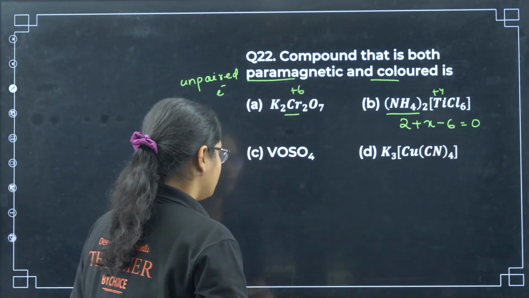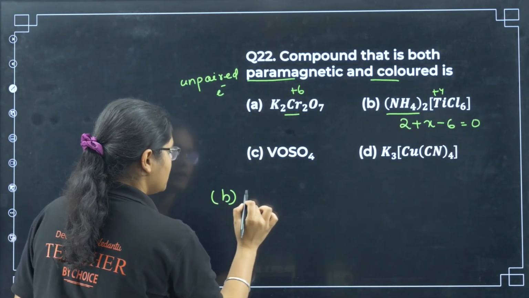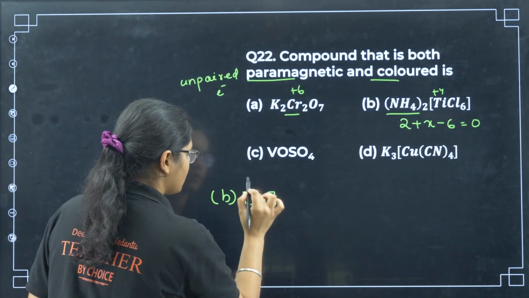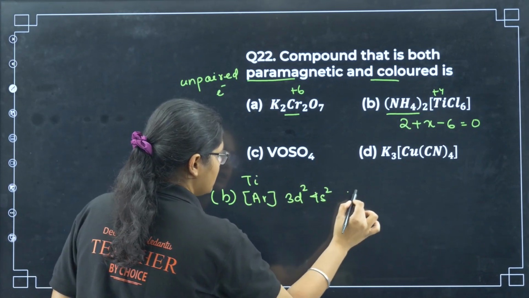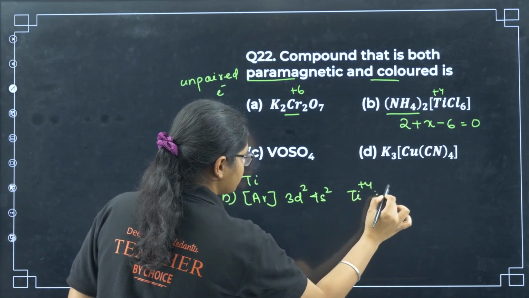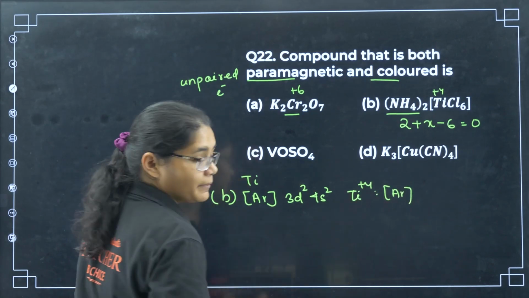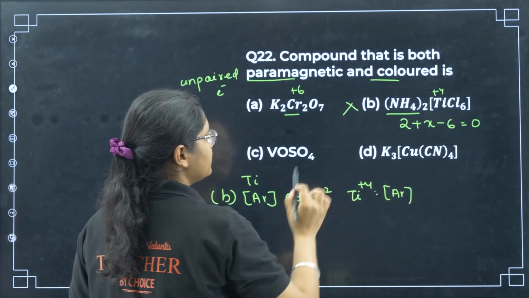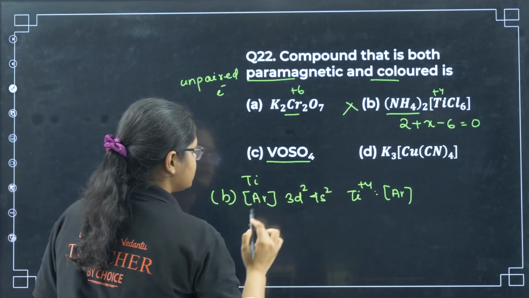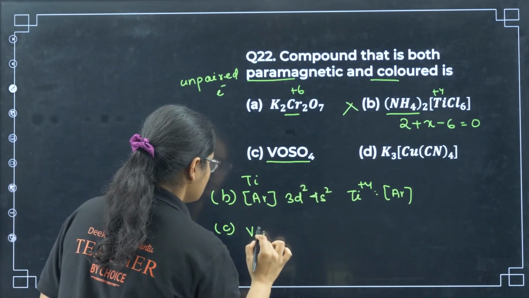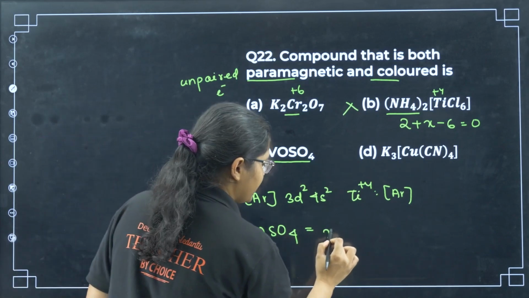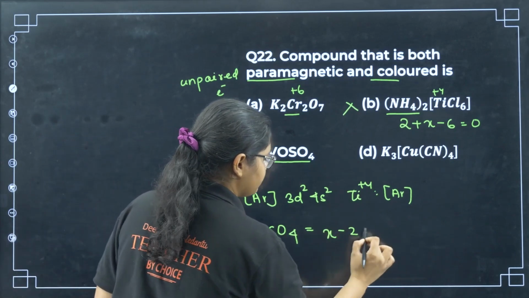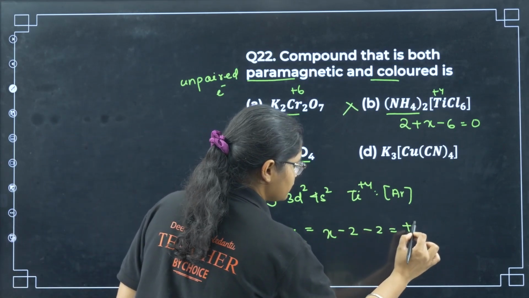So titanium, what is the electronic configuration? Titanium electronic configuration is Ar 3d2 4s2. Then titanium +4 will also be argon configuration with no unpaired electron. So this one will also be not colored. VOSO4, if you see, vanadium will be X, oxygen will be -2, sulfate ion is also -2, so that is also +4.